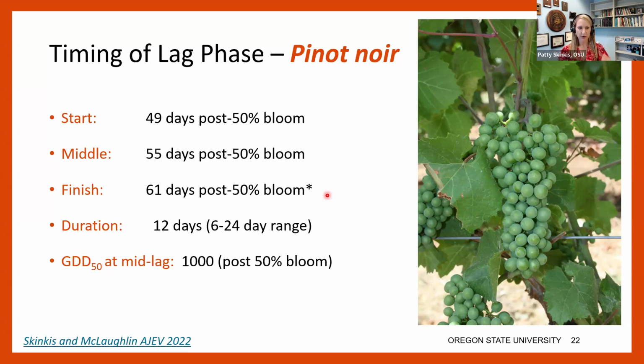And this is, again, for Pinot Noir, the duration ranged significantly. So it was 12 days on average, but it was a 6 to 24 day range. Now the 24-day range was in our hottest year, which was 2015. And we did look at timing, so thermal time as well as day count, and we found that mid-lag occurred at 1,000 heat units post 50% bloom.